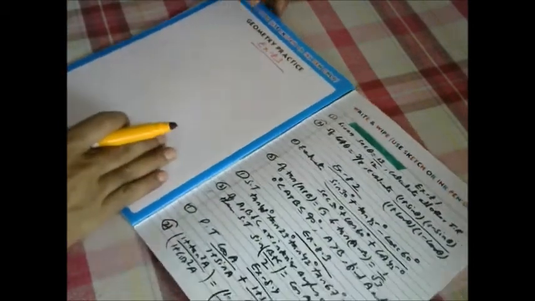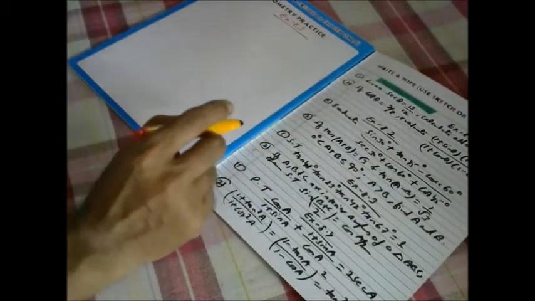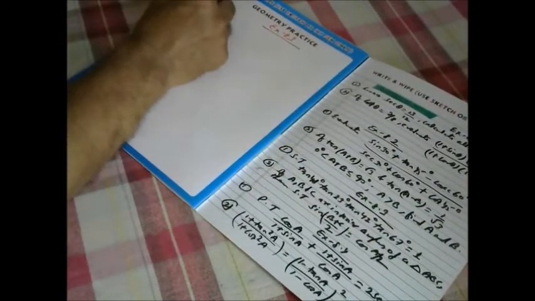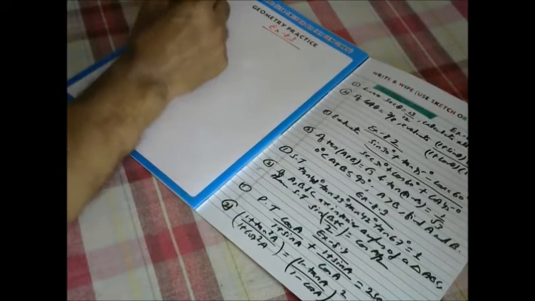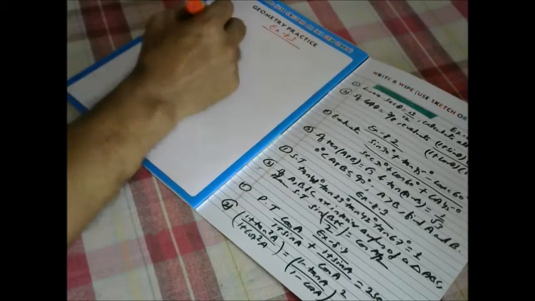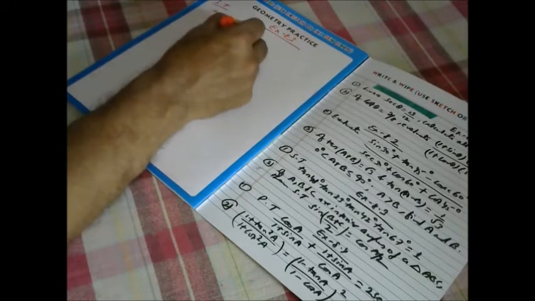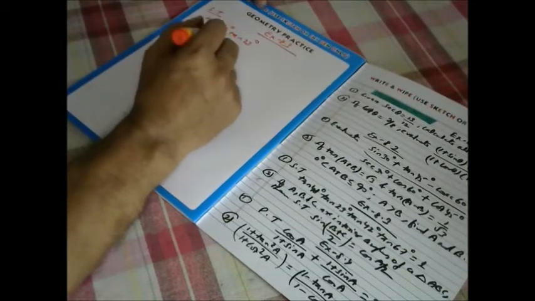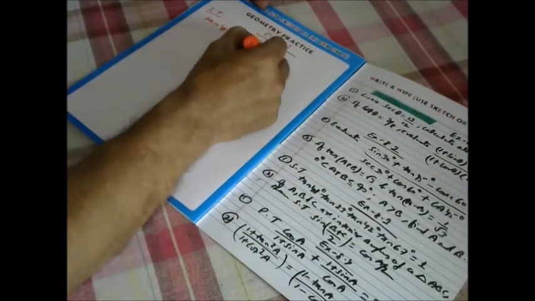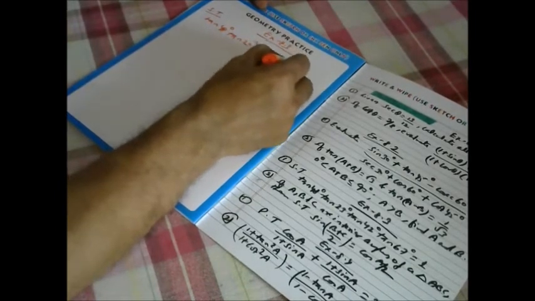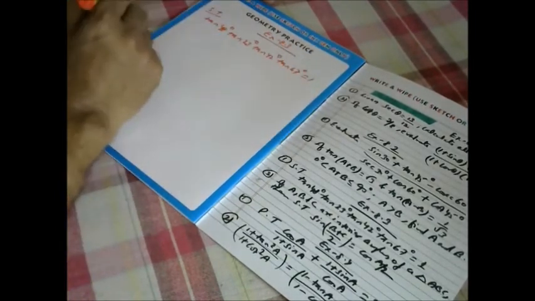From exercise 8.3, what is the question? Question number 1 is a prove that type question: tan 48 degree, tan 23 degree, tan 42 degree, tan 67 degree is equal to 1.